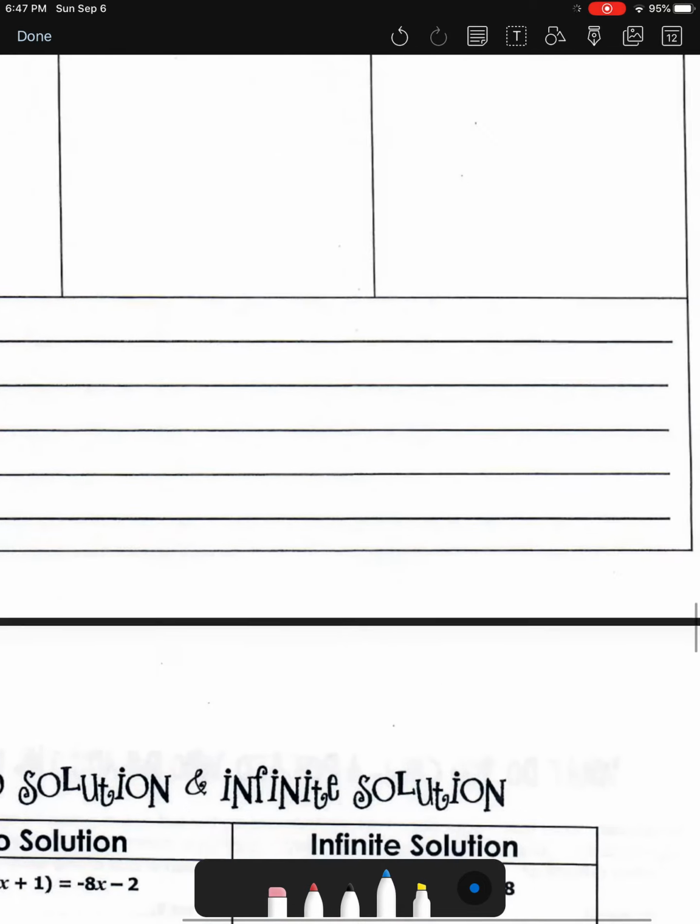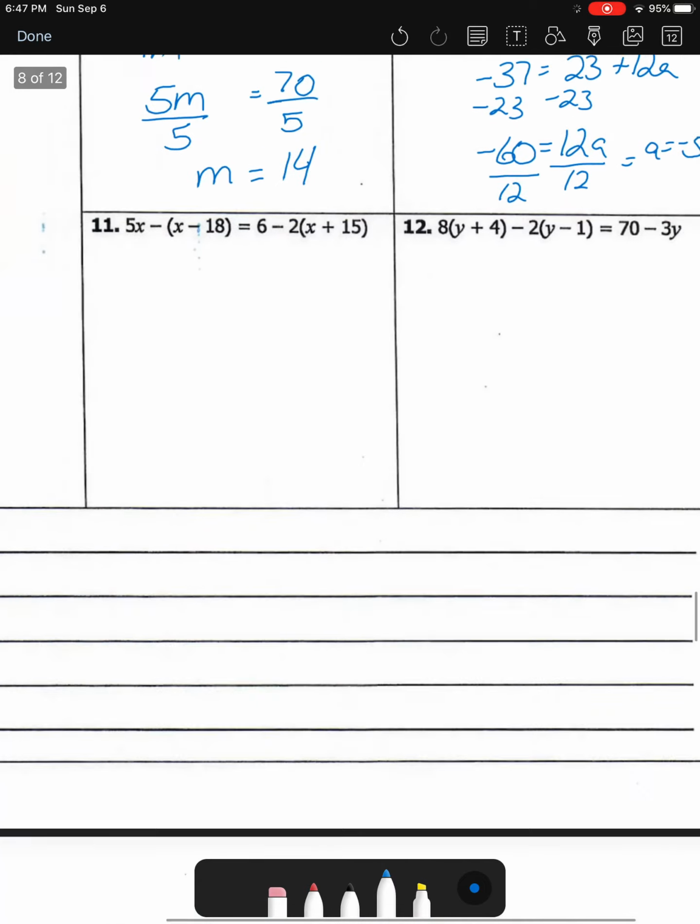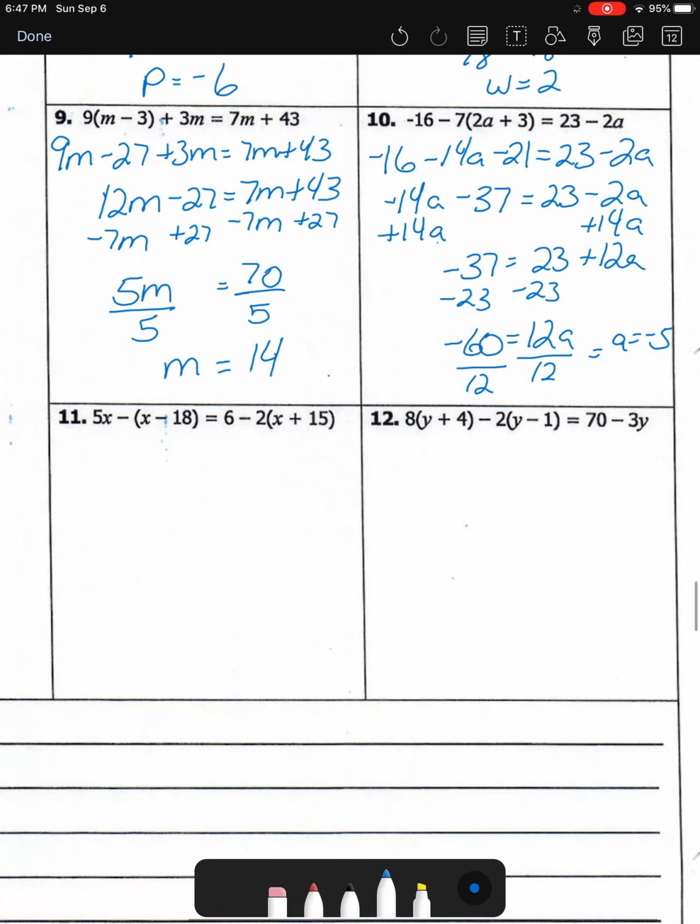Two more problems to do here, and then I think we jump into a partner activity. No, we've got some solutions to do here.